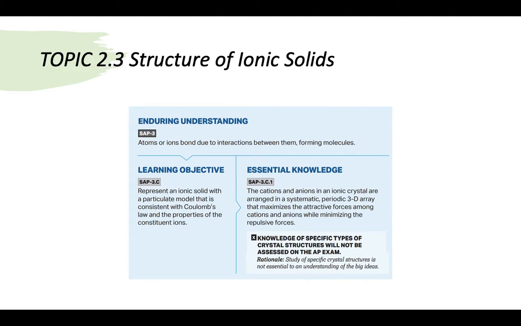Structure of ionic solids. It is an array of cations and anions that are systematic, three-dimensional, maximizes the attractive forces while minimizes the repulsive forces. So you want the cations as close to anions as possible without anions or cations being next to each other. And this again is consistent with Coulomb's law, has to do with packing, how big are the nuclei, how big are the ions and how closely can they pack. They do not ask you for packing structures, though.